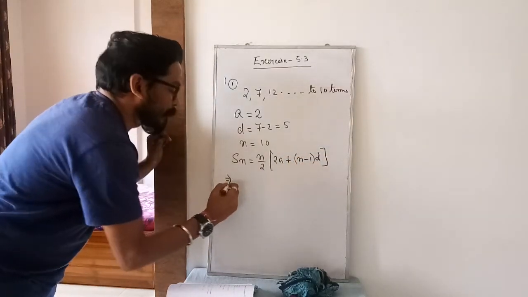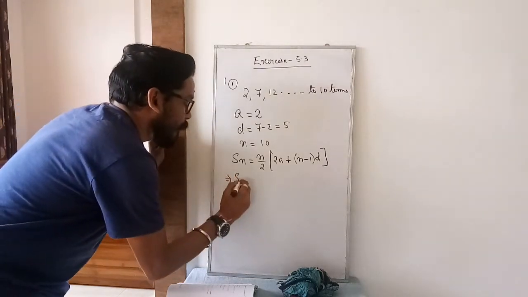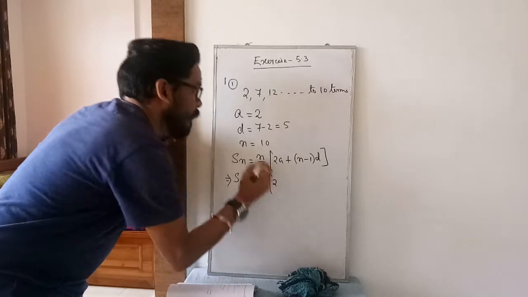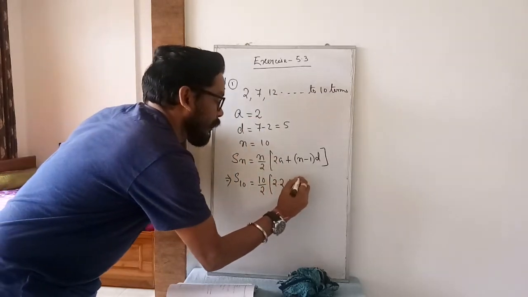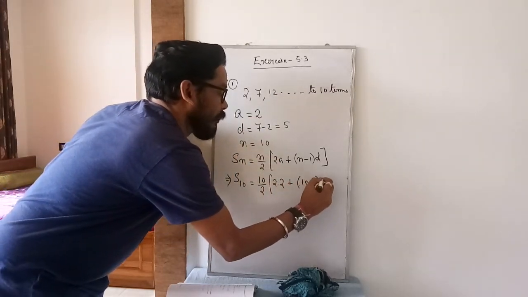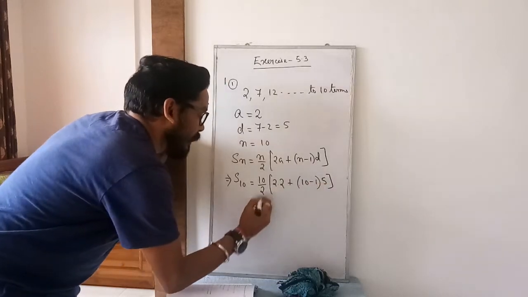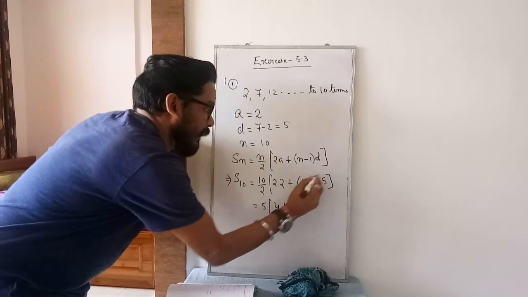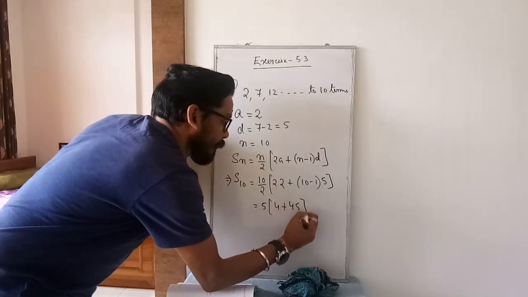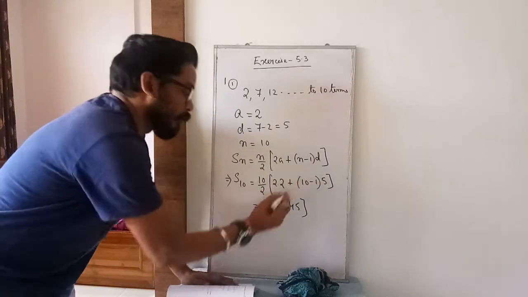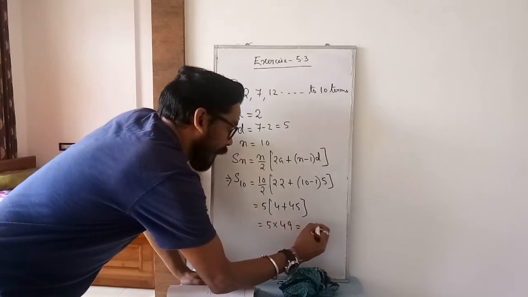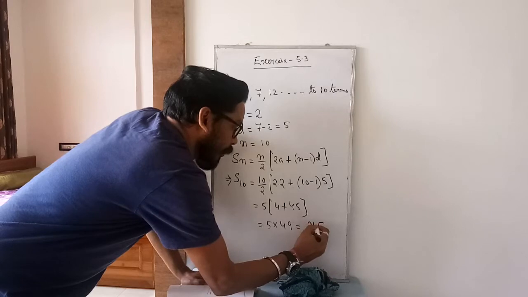You have to find the sum of 10 terms, so in place of n it will be 10, so it is 10 by 2. Your given sequence's first term is 2, here it is 10 minus 1, and your D is 5. If you cancel, it becomes 5, inside you got 4, here 10 minus 1 is 9, and 9 into 5 is 45. So it is 5 into 49.